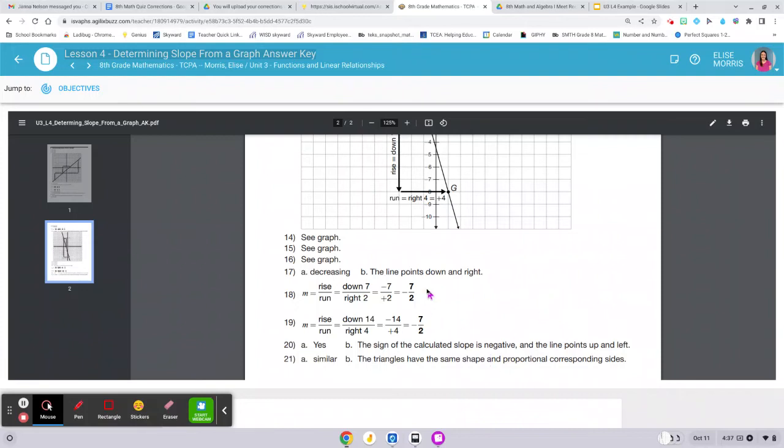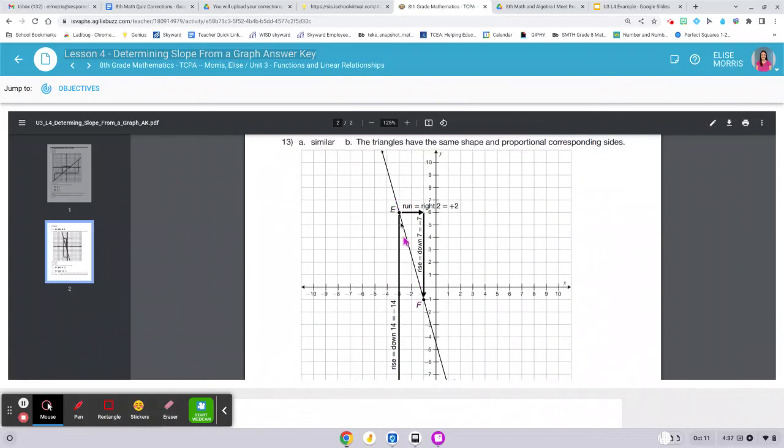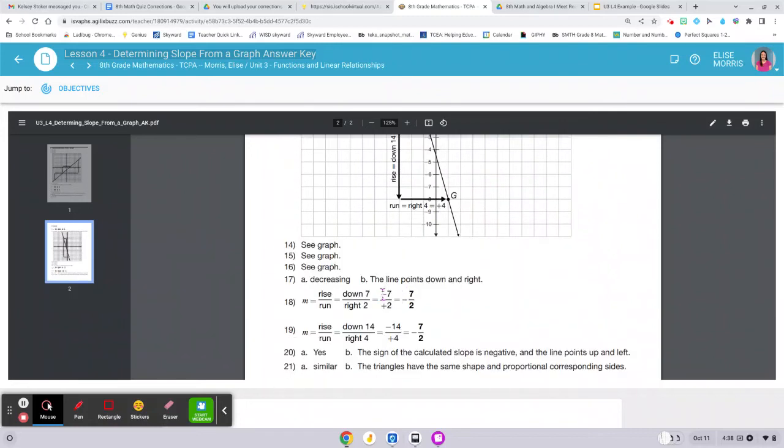Okay, so we already verbally talked about this, but 18 and 19 says find the slope as a unit rate of the triangle between points F and E. So if you look back up, here was your F and E triangle. So the slope is always rise over run. So you're going to put -7 over the run of 2. So if you go down, you see -7 divided by +2 is -7 over 2.